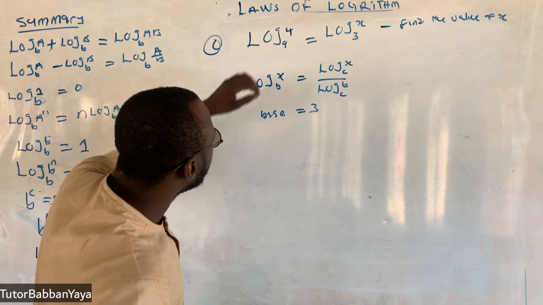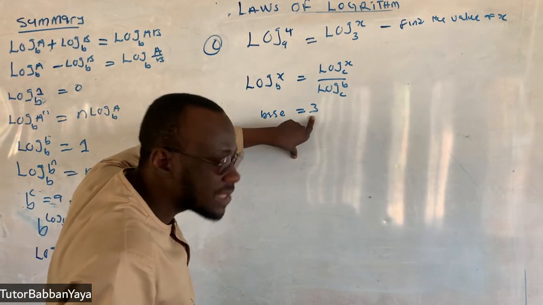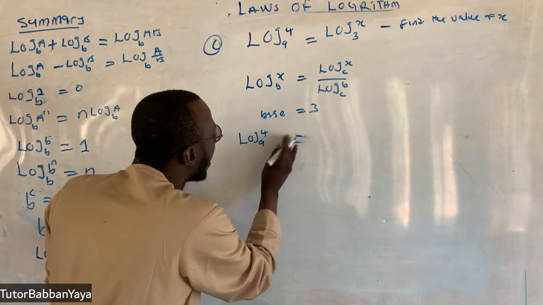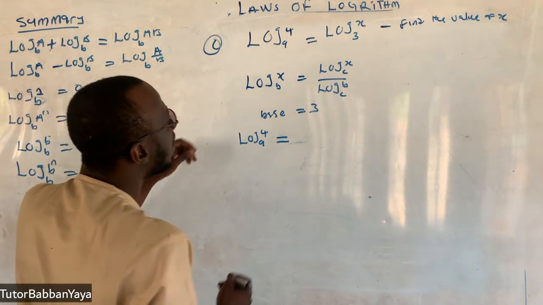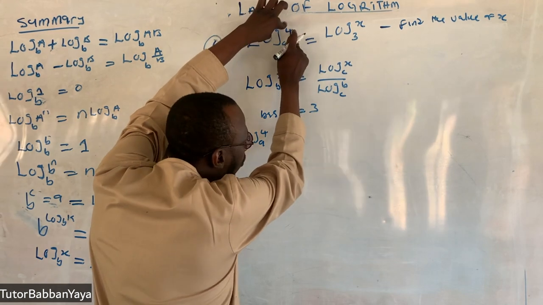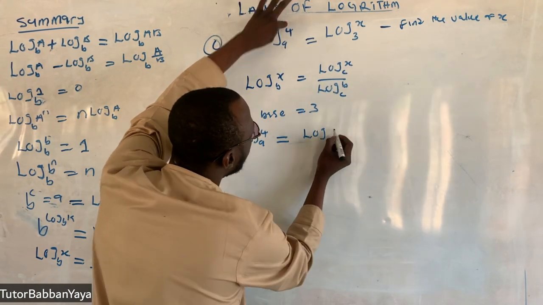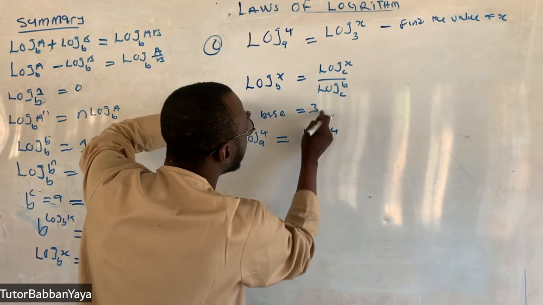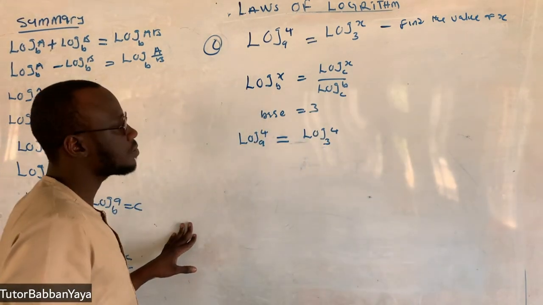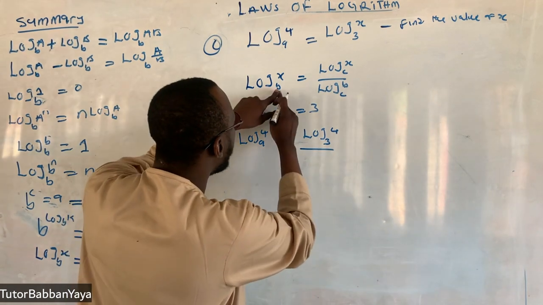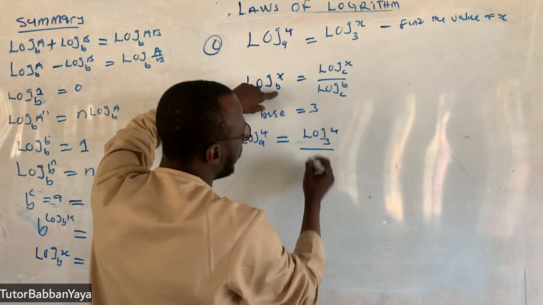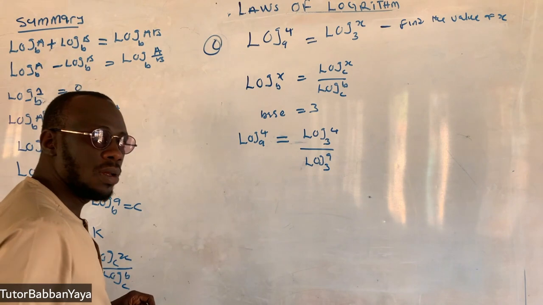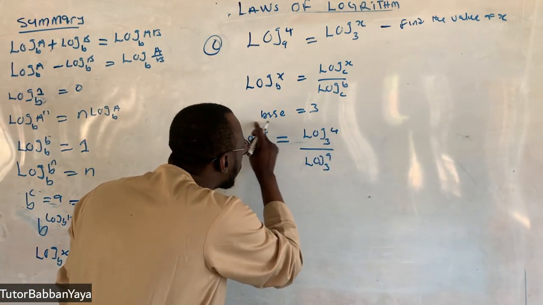Since our base is 3, here we have log 4 base 9, which is equivalent to the following. Remember, our x is 4. We say log 4 base 3, since our base is now 3, all over log b, and our b is 9. We say log 9 base 3. Now we have changed the base of this question.